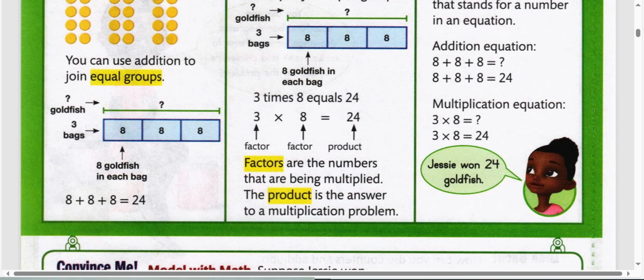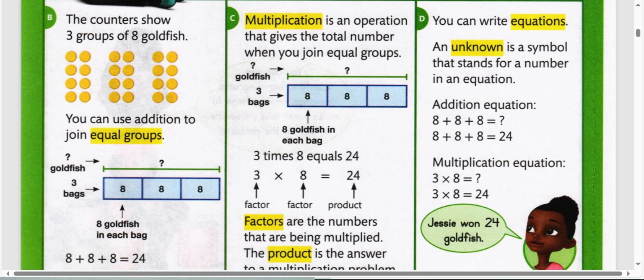The product is the answer to a multiplication problem. You have 3 methods to find the answer. Our first method: directly, you can write equations with an unknown symbol. 8 plus 8 plus 8 equals what? We call it an equation, and the unknown number here will be 24.